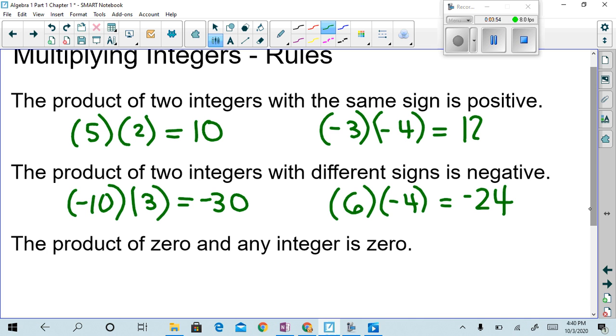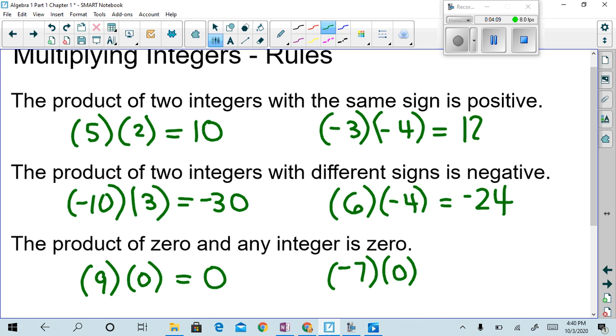Third rule, the product of 0 and any integer is 0. 9 times 0 will give me a product of 0. -7 times 0 will also give me 0. If one of your factors is 0, the entire product will be 0.